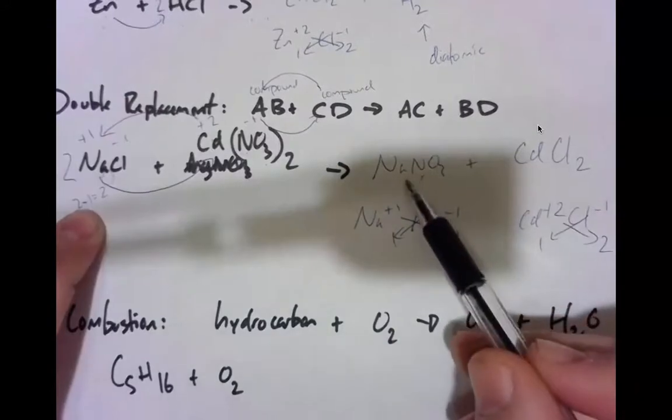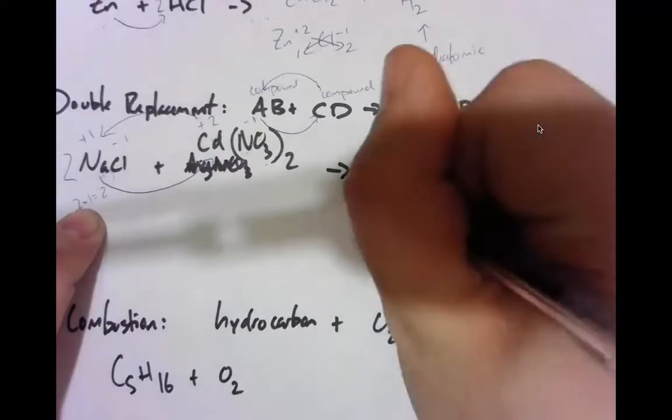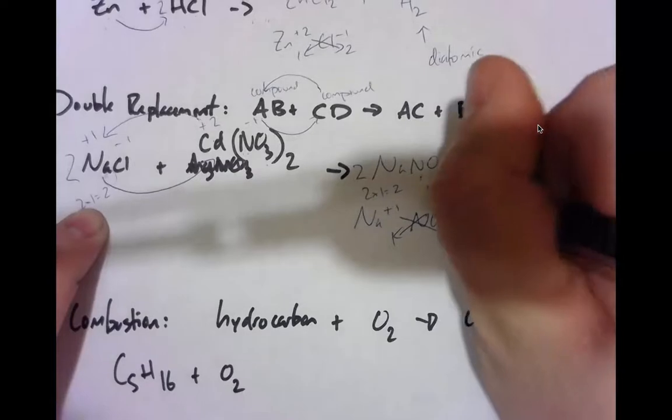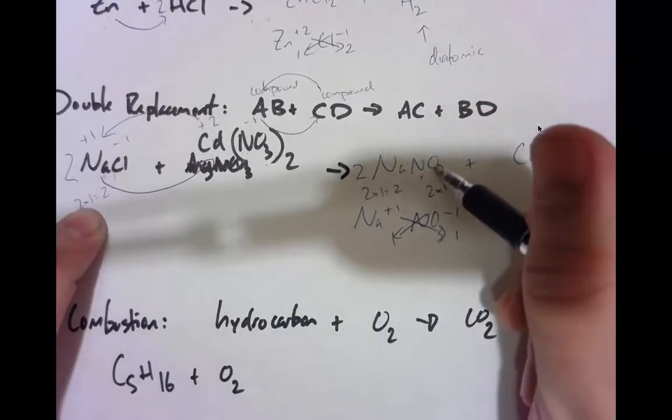So that means on the right side, we now need to add a coefficient over here because there's only 1. So we put a 2 in front, because again, 2 times 1 equals 2. We also have 2 nitrates, because 2 times 1 equals 2.